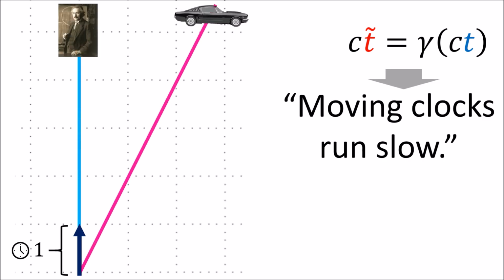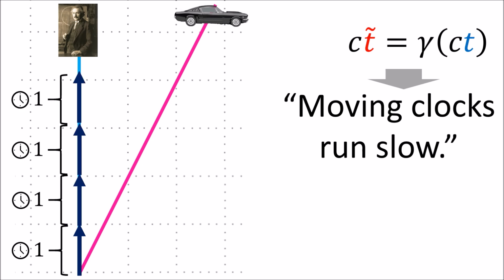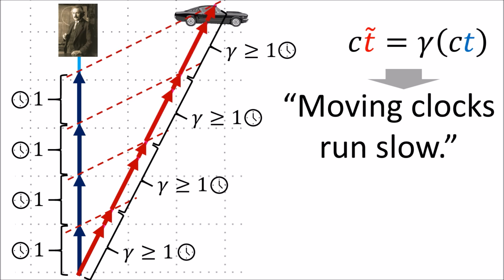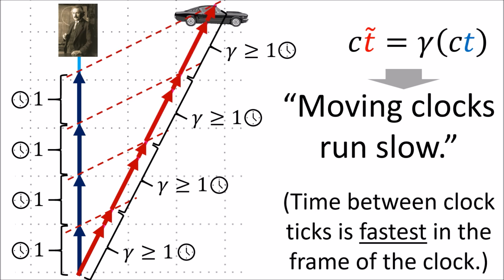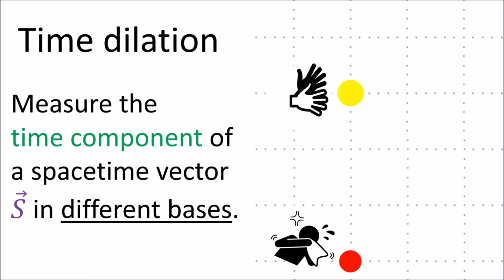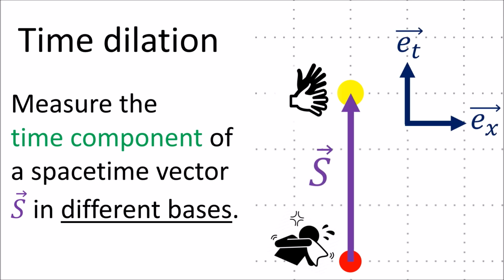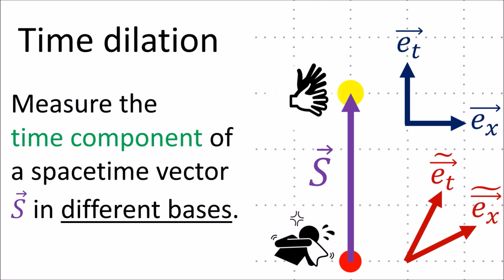A clock in its own frame will tick once per second, but a moving frame will see the clock tick once every gamma seconds. Time between clock ticks is always shortest in the frame of the clock. So hopefully you understand that time dilation is just the result of measuring spacetime vectors in different bases and getting different time components.